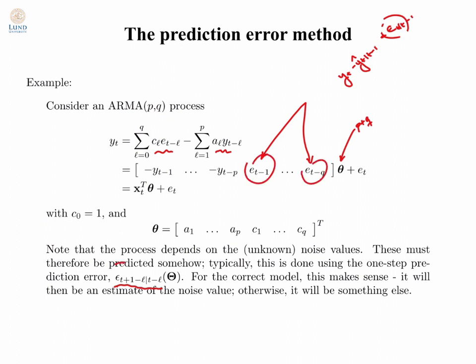So I will form it as my previous prediction errors, and I'll put them in here, and then I will find the minimum. So if my model is correct, these errors will be pretty close, given that my prediction will be pretty close.